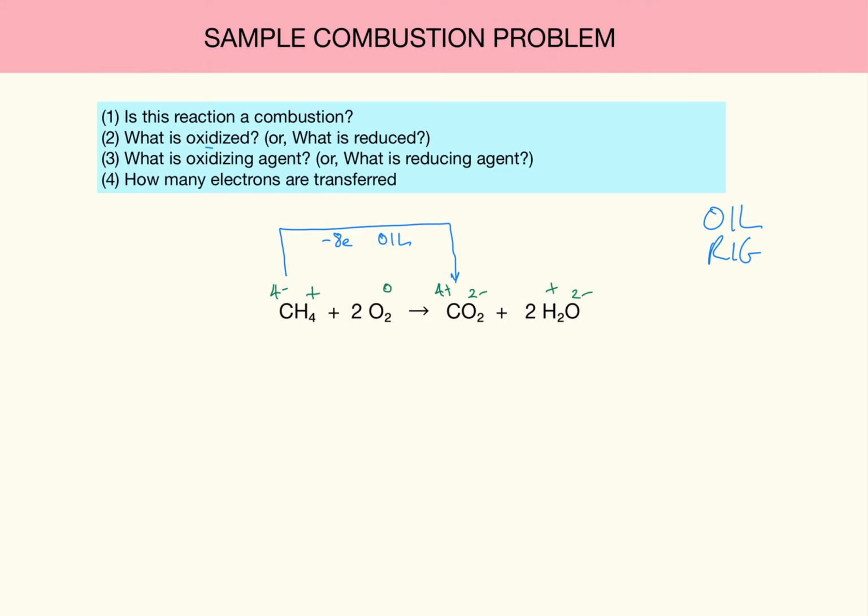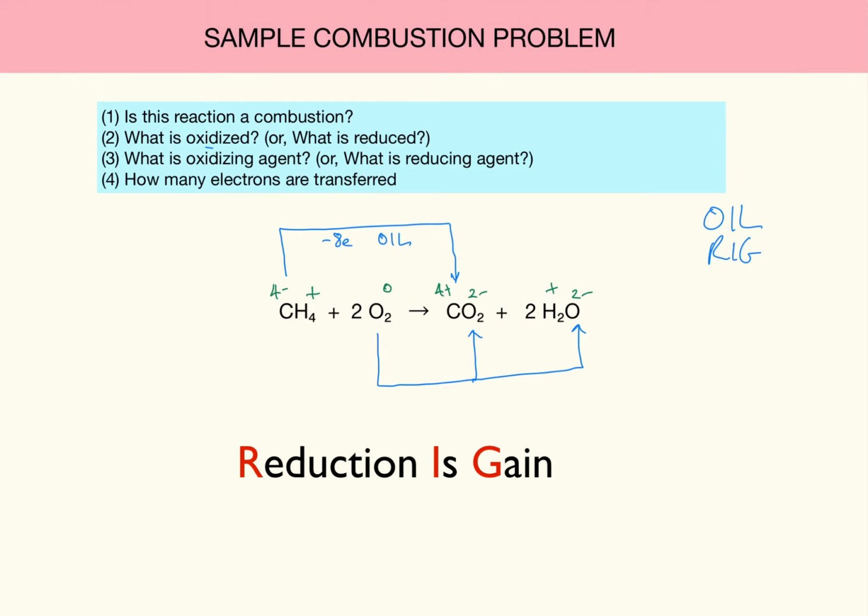But let's pretend it was what was reduced. We would have to continue. How about hydrogen? It goes from positive 1 to positive 1. Oh, nothing happening there, so we can forget hydrogen. How about oxygen? It went from 0 to a -2. So how did it do that? Each oxygen must have gained 2 electrons. And we know that reduction is gain. And so we know that oxygen was reduced.